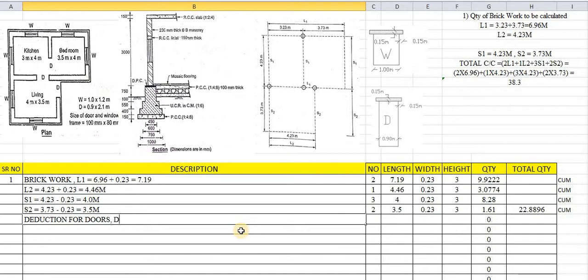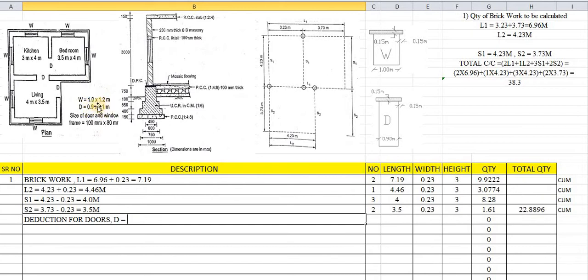So how many doors are there? D is the number of doors. What about the length of the door? Here I have drawn a small figure for this. The length of the door has been given as 0.9. That means the opening distance for the door is 0.9. So 0.9 is the lengthwise opening of this door.